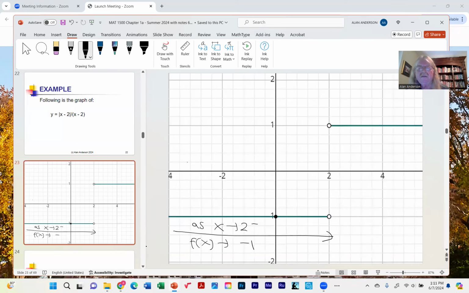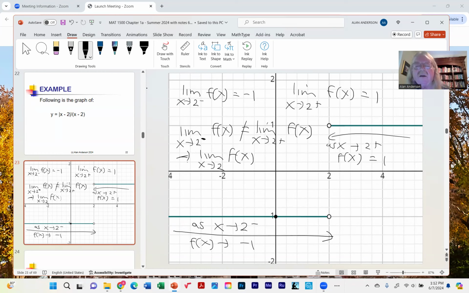So as long as these two are different from each other, that means that the limit, if you notice I'm writing it without a plus or minus sign, the limit as x approaches 2 from either direction does not exist.